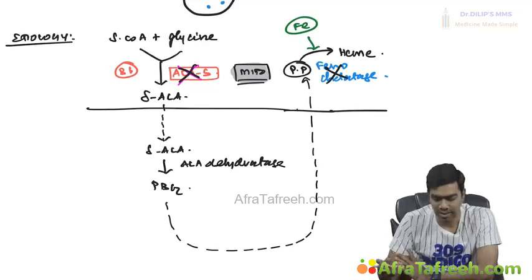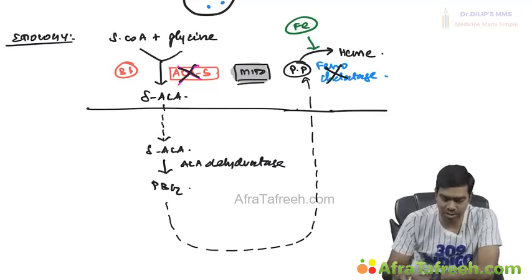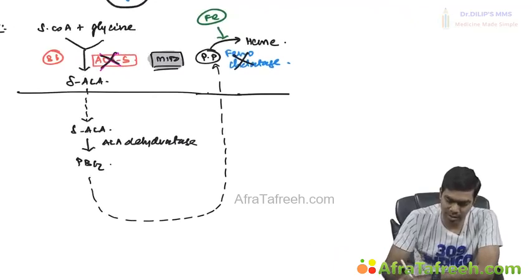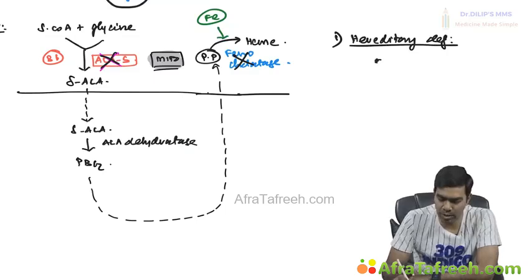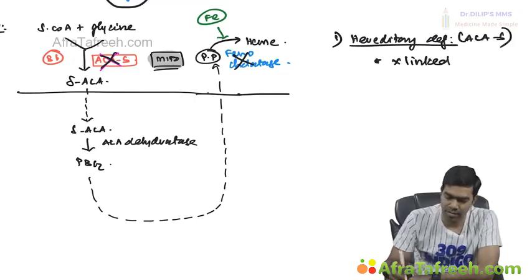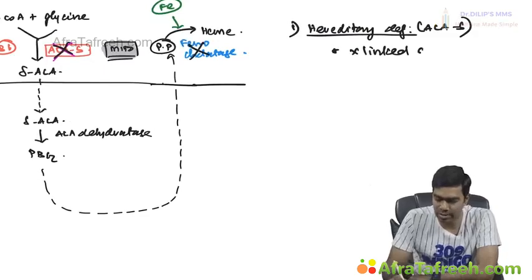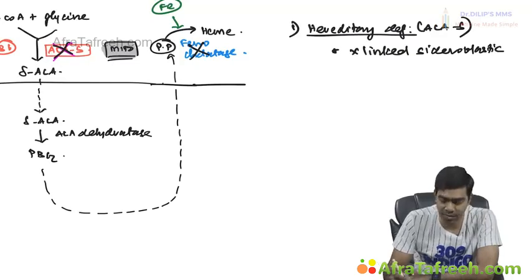And the classic conditions where you get a sideroblastic anemia: by understanding this you can tell the cause also. First, hereditary enzyme deficiencies. There are two. One is X-linked sideroblastic anemia, a hereditary deficiency of ALA synthase, which is one important disease.